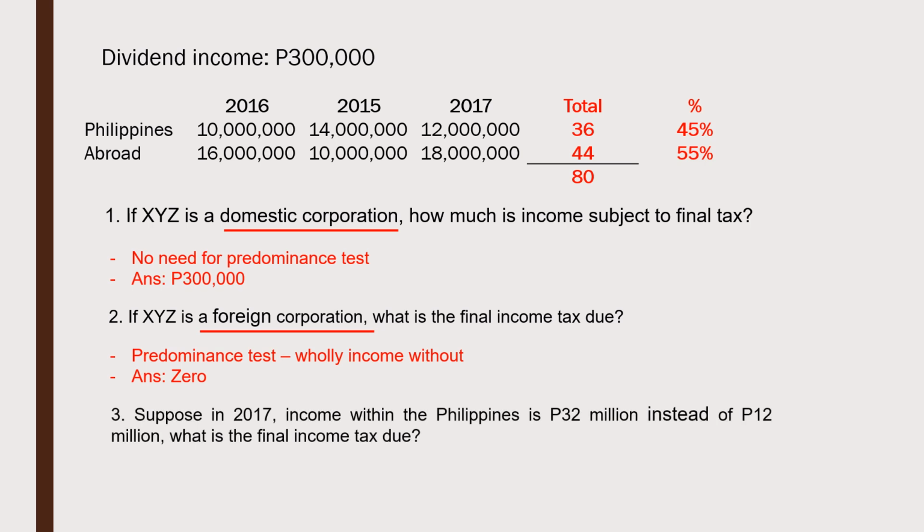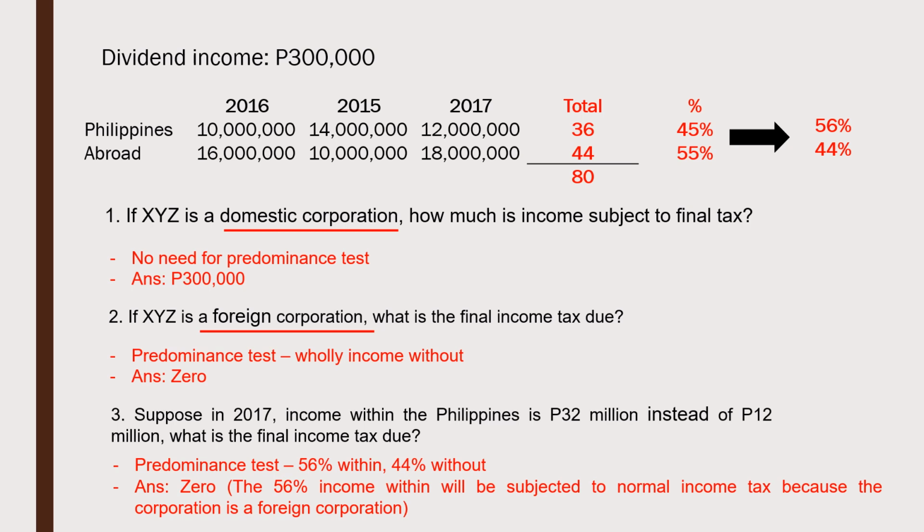For number 3, suppose in 2017 income within the Philippines is 32 million instead of 12 million, what is the final income tax due? We will have revised rates. So for Philippines, we will have 56% rather than 45%, and for abroad, 44% rather than 55%. So we see here that income within the Philippines is now bigger. Performing the predominance test, the dividend income will be 56% within and 44% without.